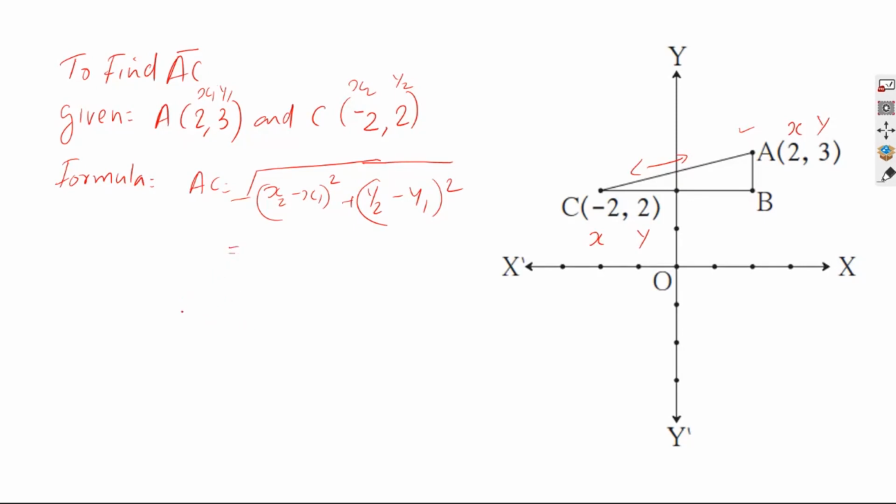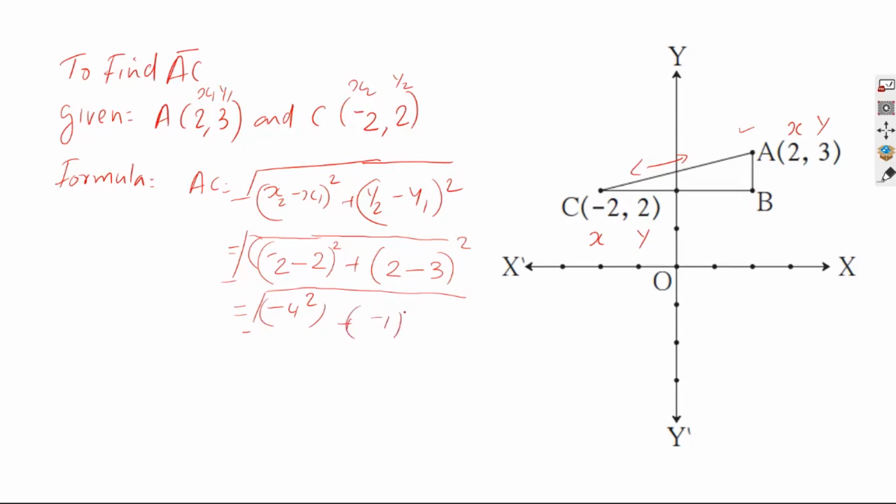So in that case we will be writing this as x2 is equal to -2 and x1 is equal to 2, so the whole square, and plus y2 is equal to 2 again, and y1 is equal to 3 here. So we write this as -4 whole square. I forgot to write the square root sign over here. Managing my digital pen, please bear with me. Okay, so this will be -4 square, and this will be (2 minus 3) whole square.